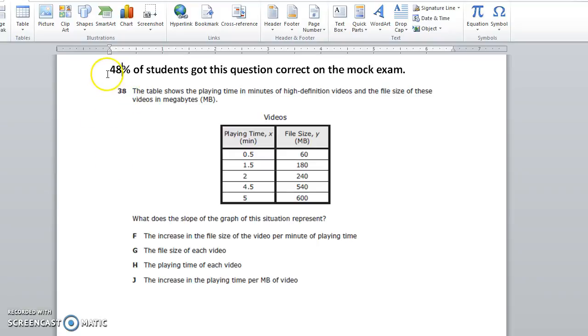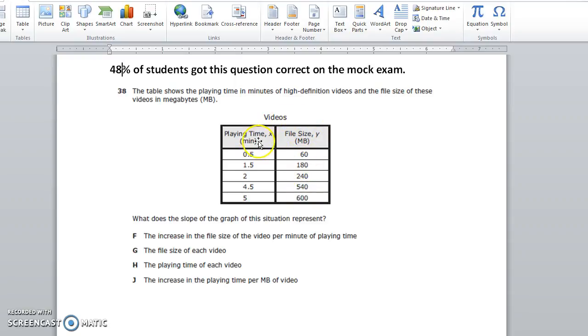Question 38. 40% of our students got this question correct on the mock exam. The table shows the playing time in minutes of high definition videos and the file size of these videos in megabytes. Alright, so here's my table. X is the playing time, Y is the file size. You don't really have to understand what the situation means, but you do need to understand that these are your X values and these are your Y values.